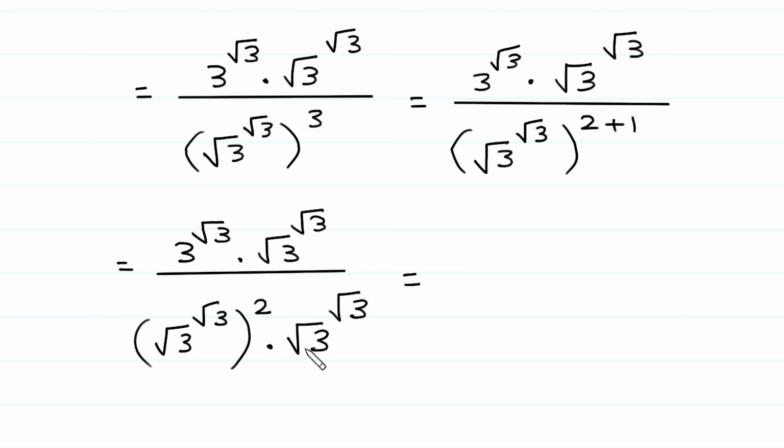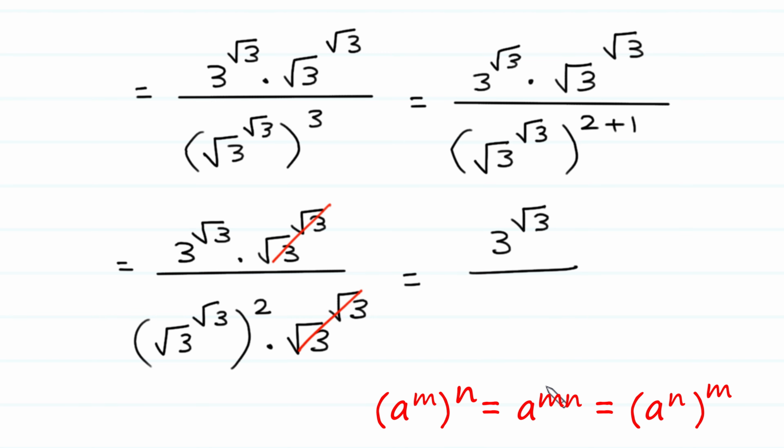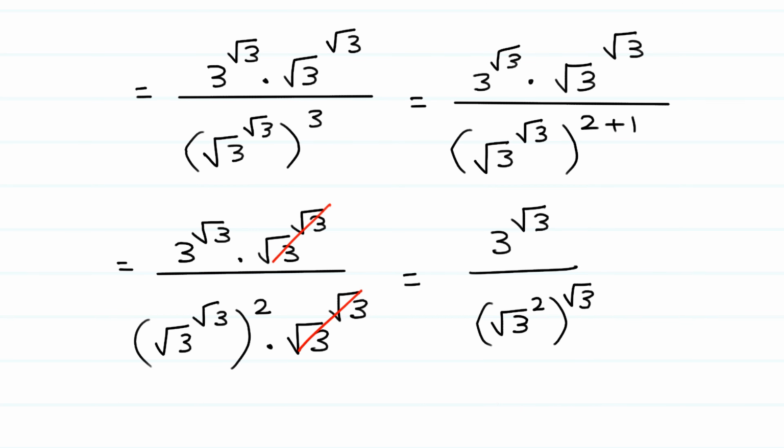Next, this square root of 3 to the power square root of 3 will be cancelled with this square root of 3 to the power square root of 3, and here left 3 to the power square root of 3 divided by, now there is a rule of exponents that a to the power m to the whole power n is equal to a to the power n to the whole power m. It means we can exchange this power square root of 3 with this power 2. Like this, square root of 3 to the power 2 to the whole power, this power square root of 3.